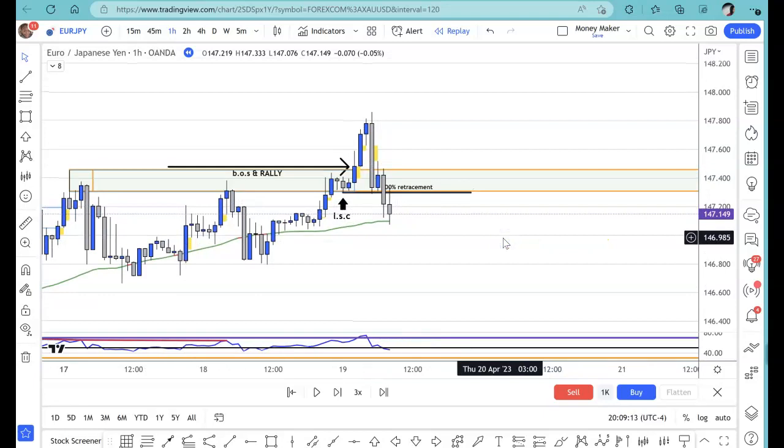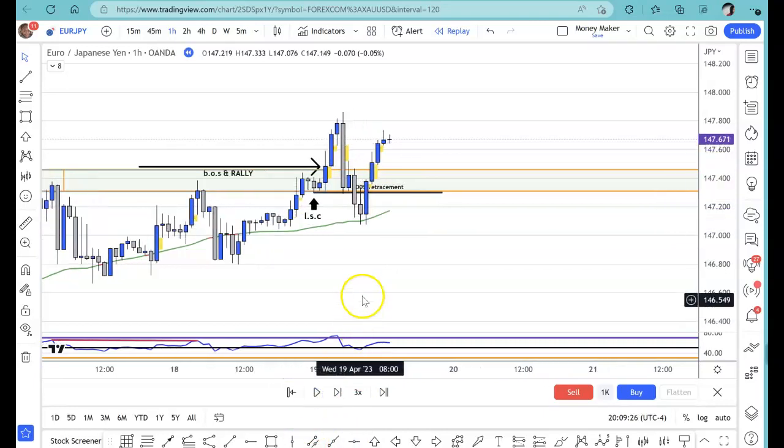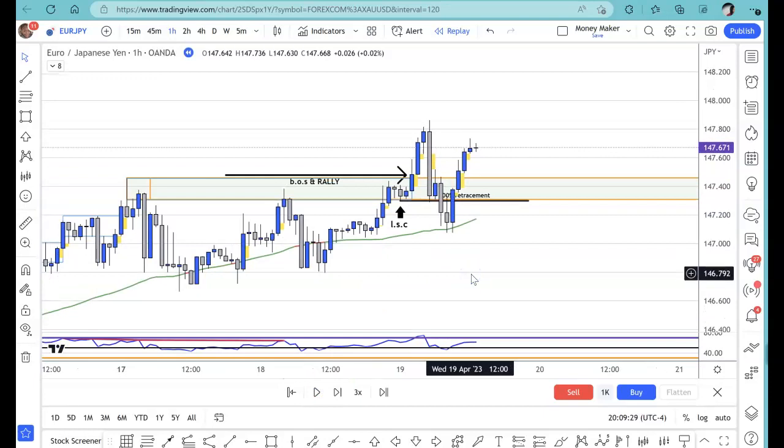Now, the one thing I've learned with this is that sometimes you can be in a lot of drawdown if you enter immediately once the market enters this blue box. And as you can see in this example, I was in a lot of drawdown. Now, you can use this strategy with your order block.